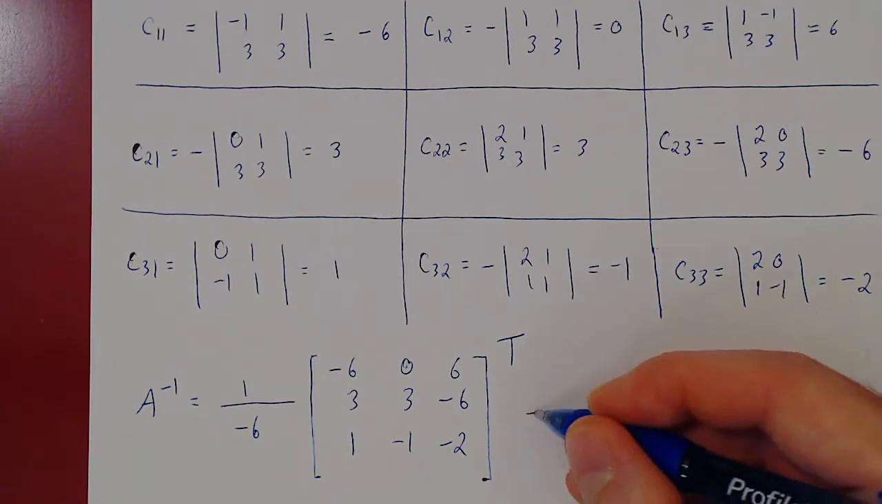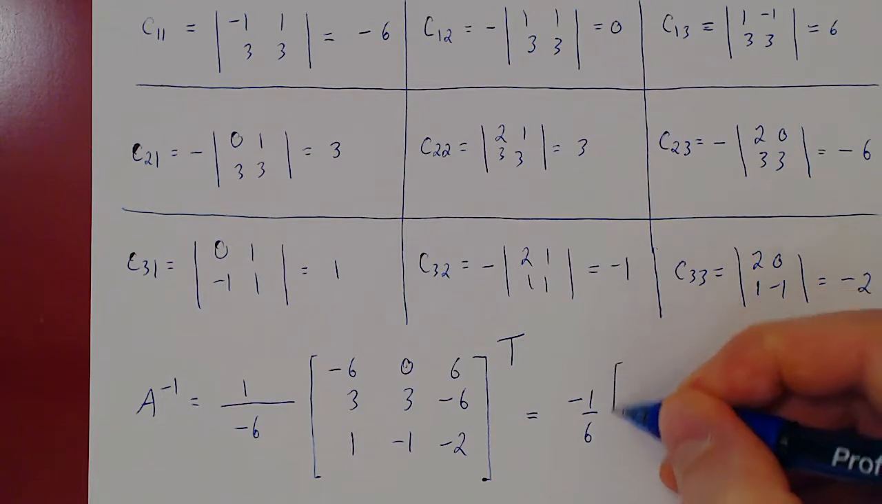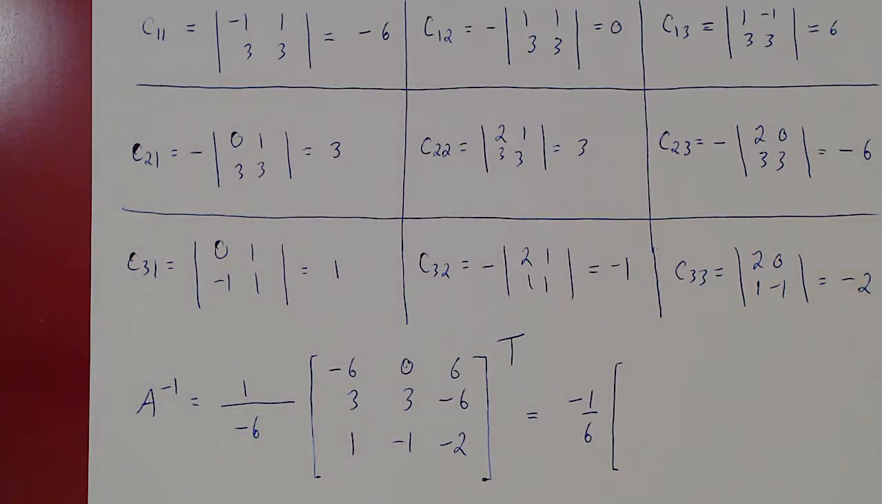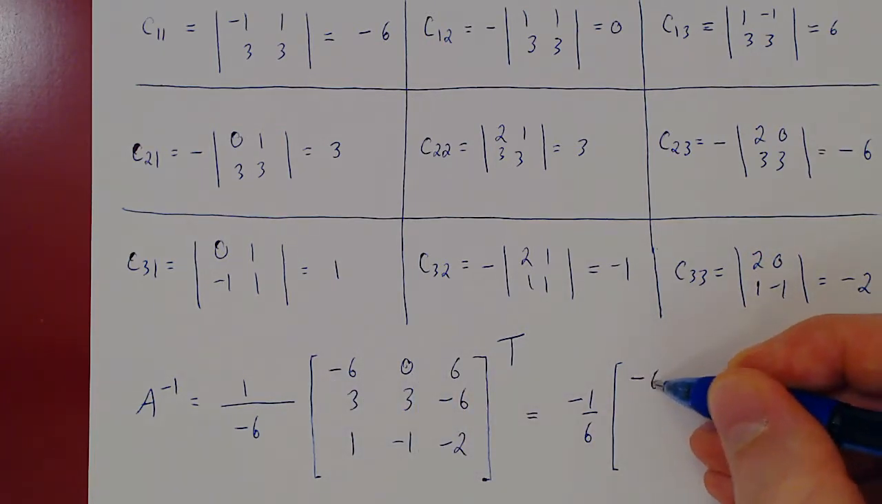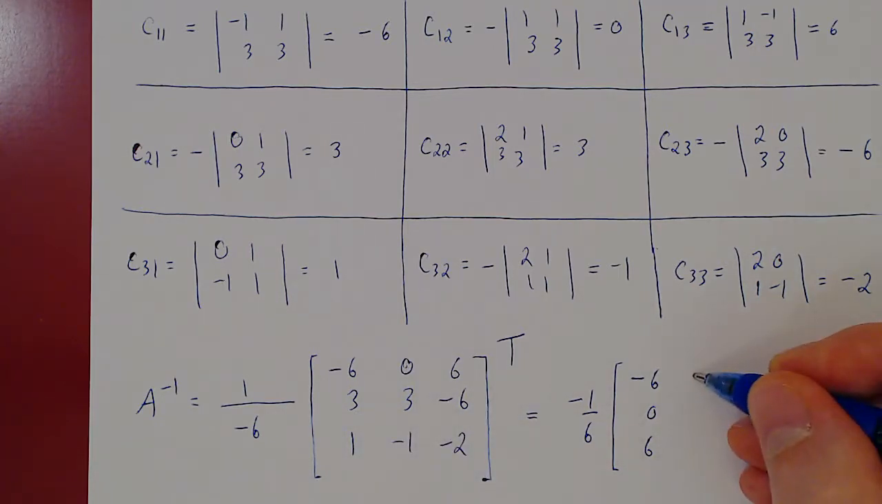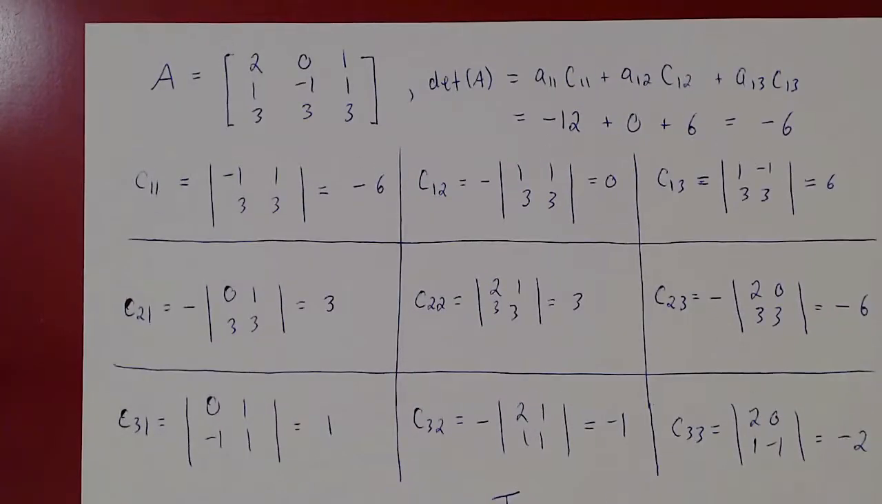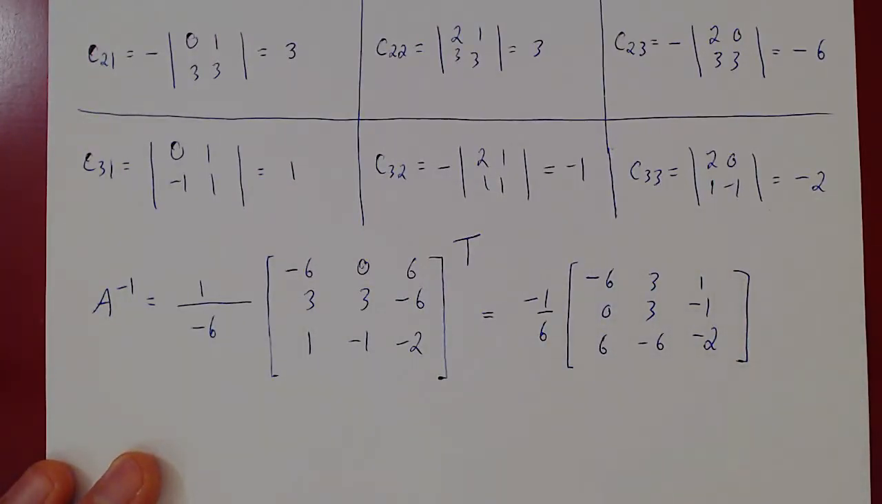And now let's transpose. So here we'll write this as negative 1 over 6. Well, if you transpose, the rows become columns and vice versa. So the first row, negative 6, 0, 6, becomes the first column, negative 6, 0, 6. The second row becomes the second column, hence 3, 3, negative 6. And finally, the third row becomes the third column, 1, negative 1, negative 2. And there you have it. The inverse of this 3 by 3 matrix is this 3 by 3 matrix.